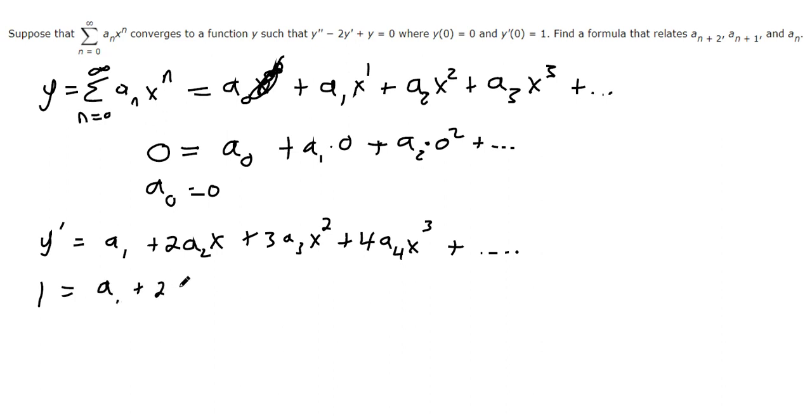And the same thing's going to happen. I think you can see this is going to be 0, this is going to be 0. So the whole thing means that a sub 1 equals 1 in this case, because everything else becomes nothing. So we found out a sub 0 is 0, a sub 1 is 1.